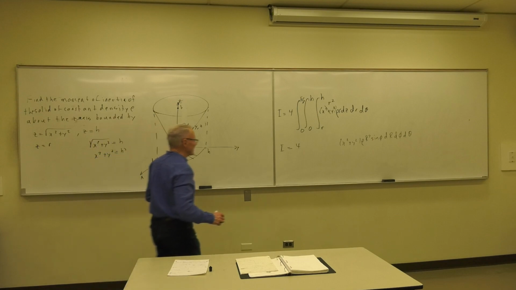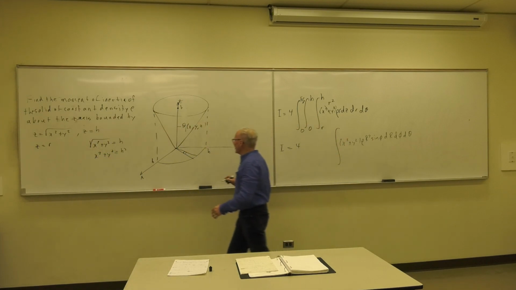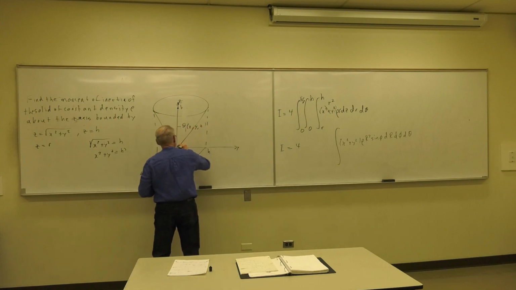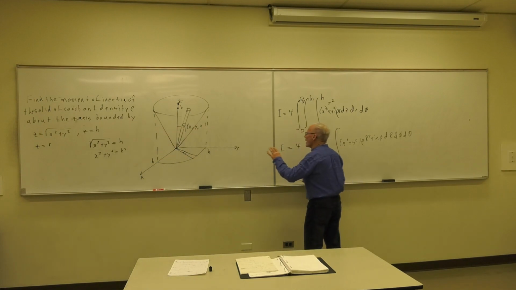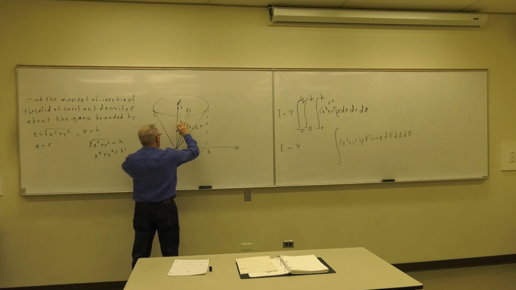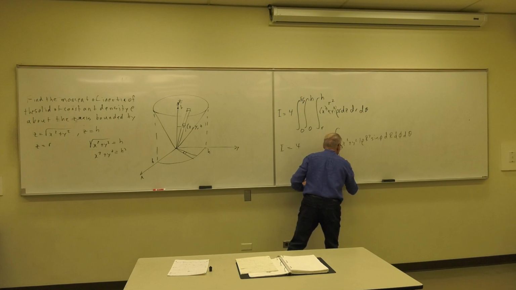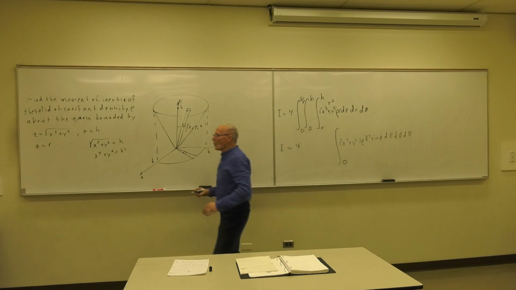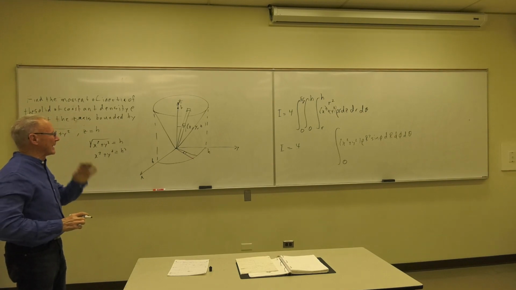Now I'm going to add. So I start adding. What I'm doing is spikes. The lower limit tells me where do all the spikes that fill this volume start? Answer: origin, where r is 0. Where do they all stop? They stop when they hit that plane.